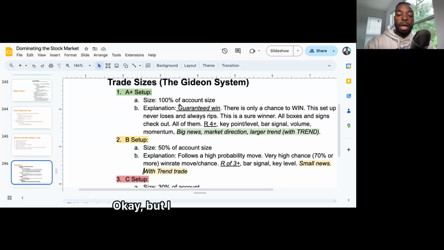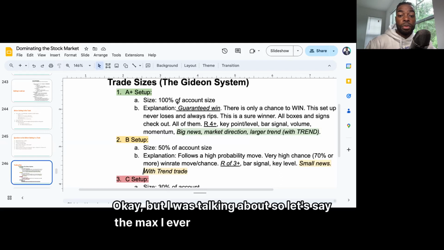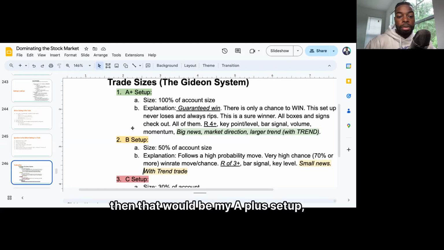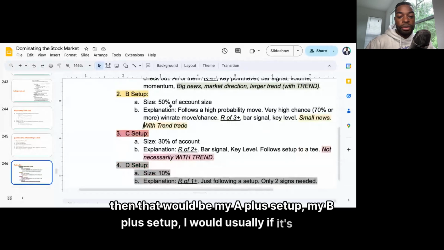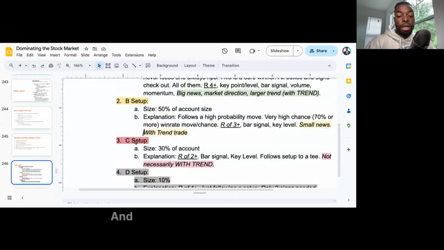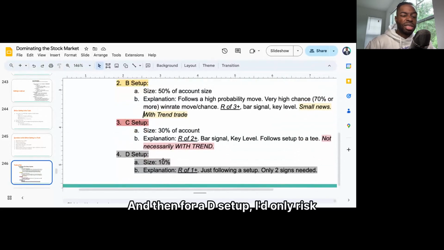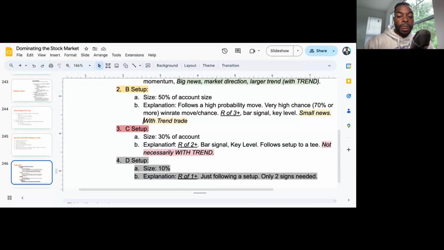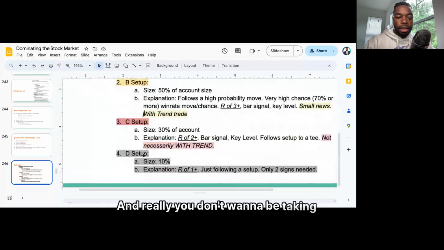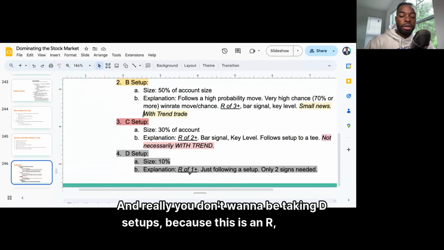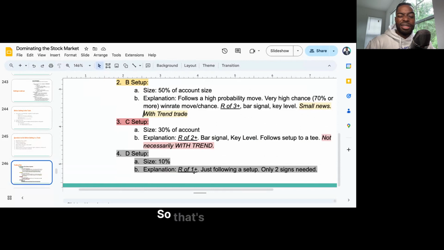Okay. But let's say the max I ever risk is $1,000 on a trade. Then that would be my A plus setup. My B plus setup, if it's 50%, then I would do $500. And then for a C setup, it would be $300. And then for a D setup, I'd only risk $100. And really, you don't want to be taking D setups because this is a risk to reward ratio of just 1. So that's not good at all.